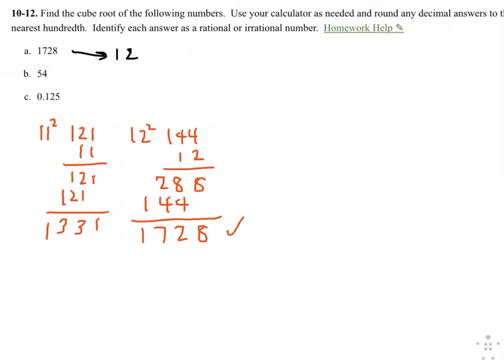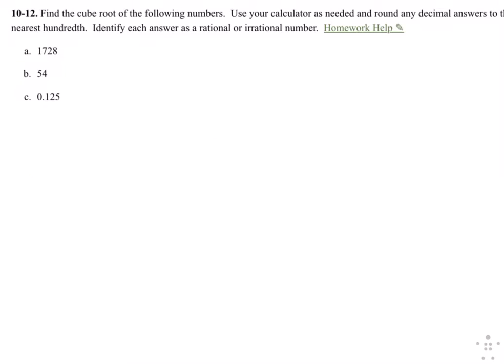For the next one, for B, so let me make some room here. This A was 12. For B, 54, we have to determine what it's between. So the cube root of 54. We have to learn our cube roots. The cube closest to that, below 54, is going to be 27, which is 3 cubed. And then to the right of that would be 4 cubed, which is 64. 4 times 4 is 16, times 4 is 64. So we know it's between 3 and 4, the cube roots of those numbers.